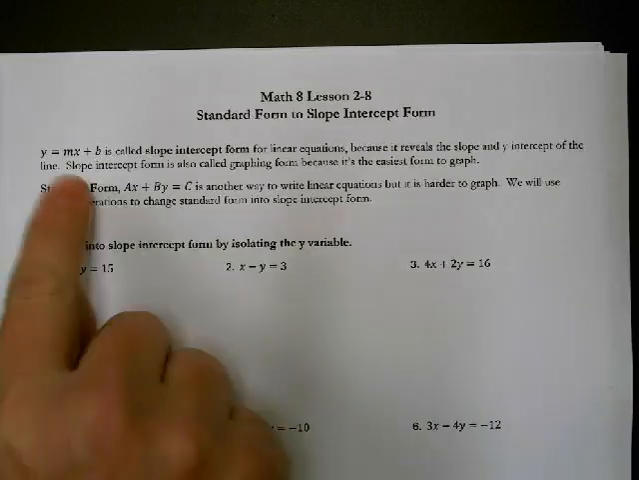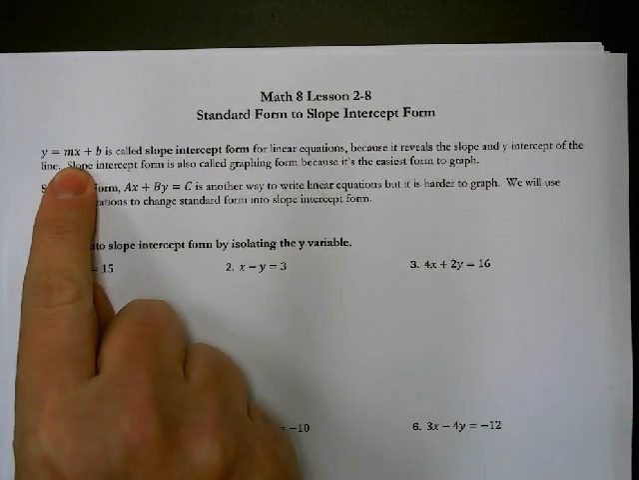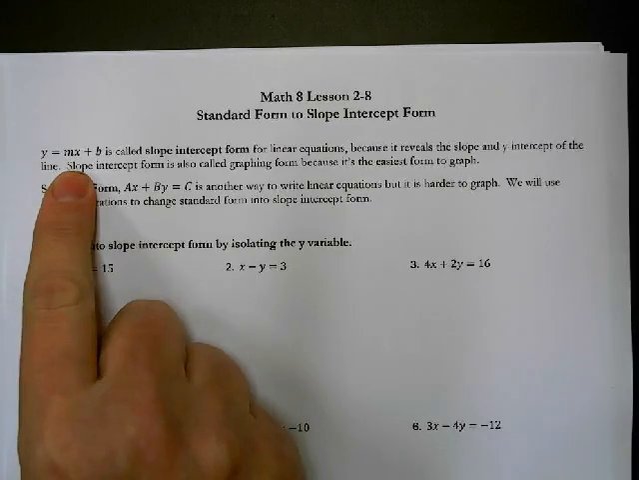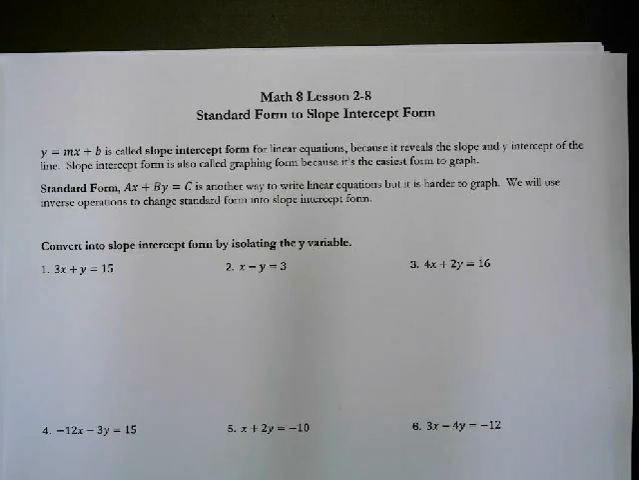So we've been talking about slope-intercept form. That's when y equals mx plus b. It's called slope-intercept form because it has the slope and the y-intercept. This is just one of the many forms that we could write a linear equation in. This might also be called graphing form sometimes because it's the easiest format to graph an equation in, because it gives you the slope and the y-intercept, and that's all you really need to graph. But that's not the only form of linear equations.